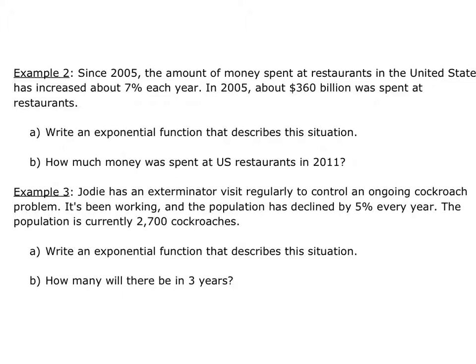So first, let's identify the A and the B value here. So A, how much money did we start spending as a country in 2005 in restaurants? 7%. Nope. Money. 360 billion. So my B value is 7%, but it says we're increasing by 7%.